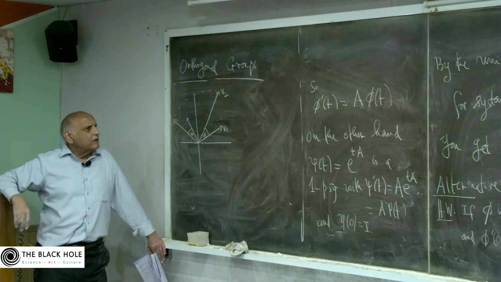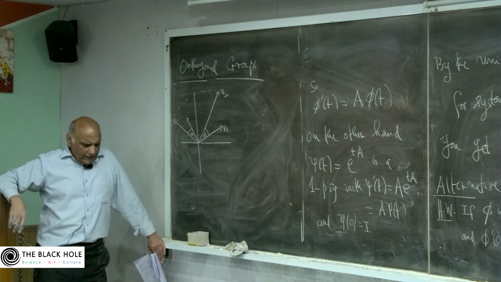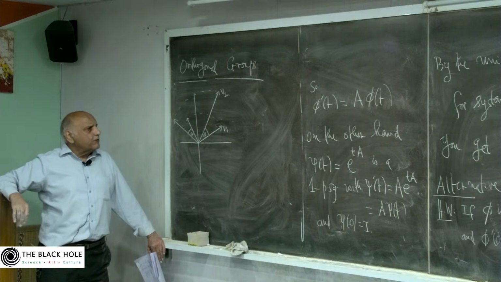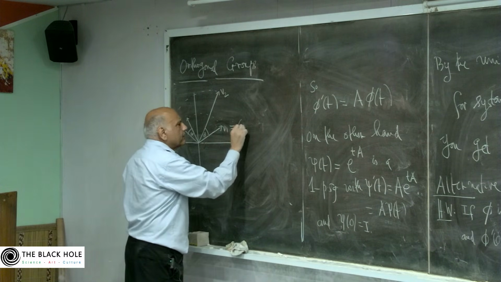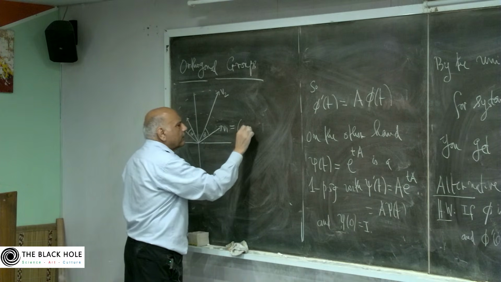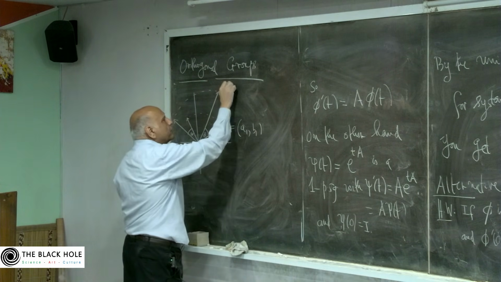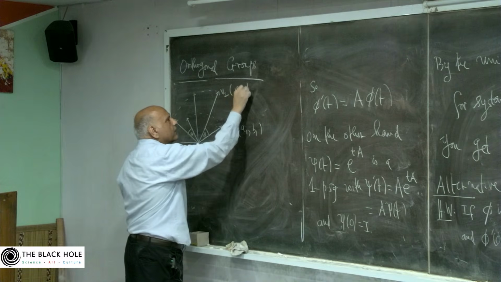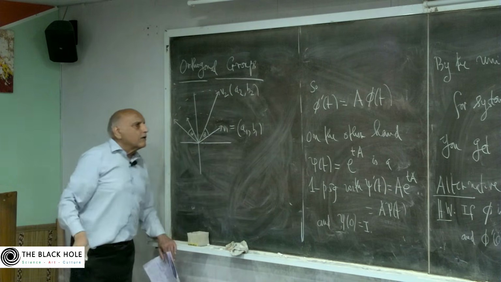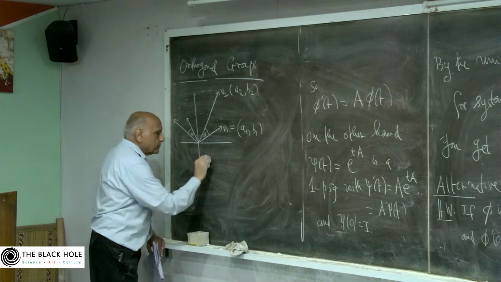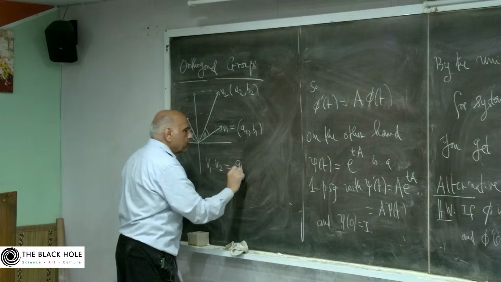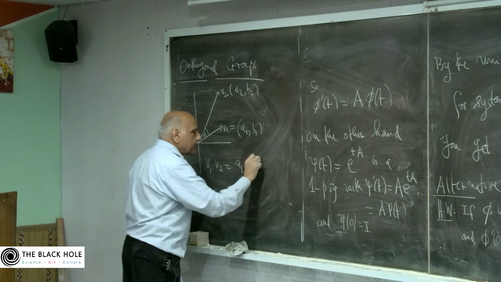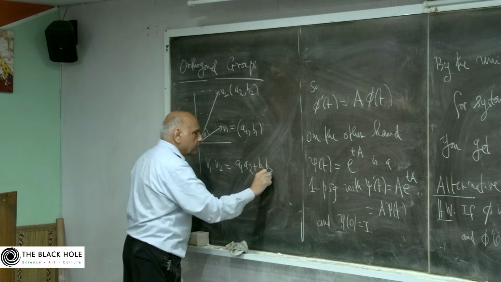So how do you define it? What's the dot product of V1 and V2? Let's say V1 has components A1, B1, and V2 has components A2, B2. What is the dot product of V1 and V2? It is A1 A2 plus B1 B2, right?